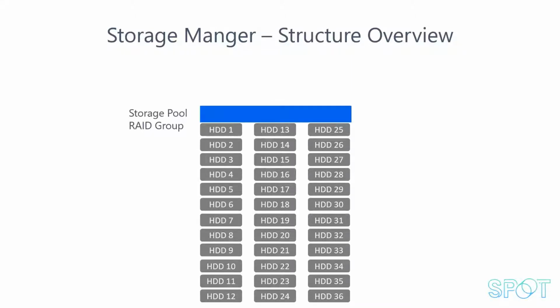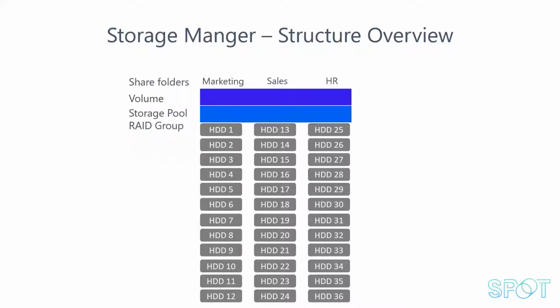So here we have a base overview of the structure of our Storage Manager. First you have your RAID groups. Essentially what RAID groups allow you to do is, when a single RAID has a restriction on the number of drives it can utilize, combine multiple RAIDs together, thus increasing capacity and redundancy. Our storage pools are then built on top of that. So drives can be aggregated into a storage pool, which can then be protected by RAID.